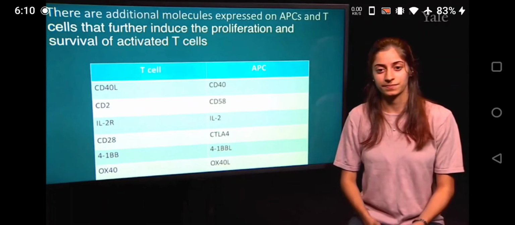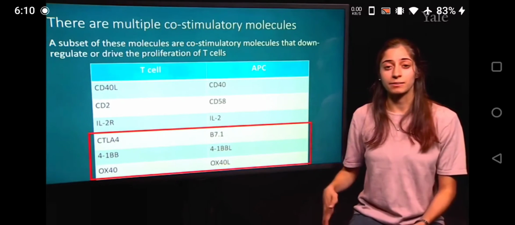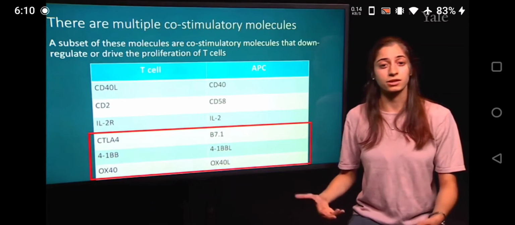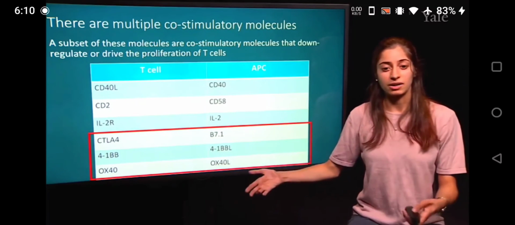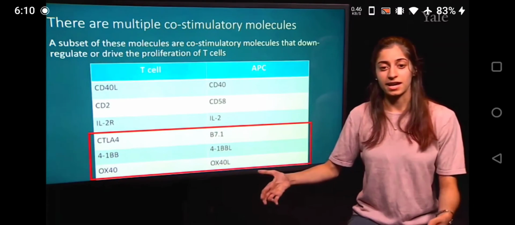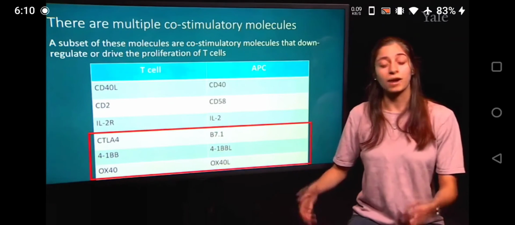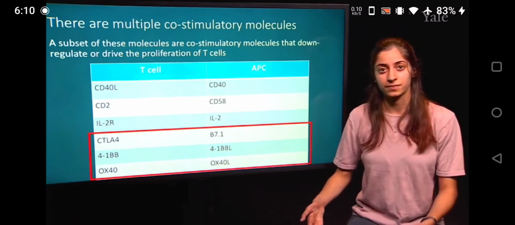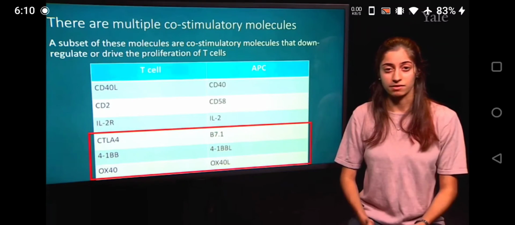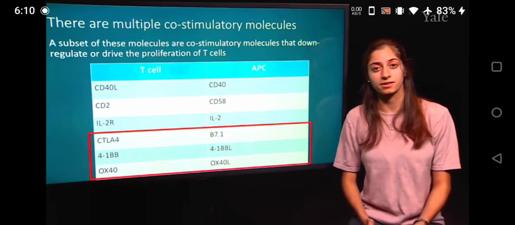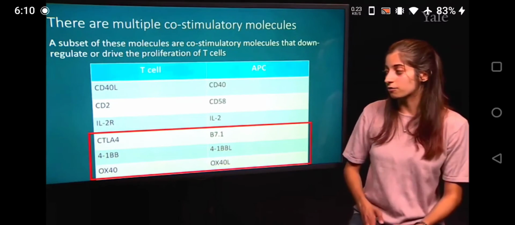These other molecules down here fall into the family of co-receptor or co-stimulatory molecules. These, in addition to B7-1 and B7-2 and CD28, either downregulate the activation of T cells or drive the proliferation of T cells. We already talked about CD28 and B7-1 and B7-2 when we talked about the 3 signals necessary to activate a T cell. However, today we're going to focus a little bit more on CTLA-4.